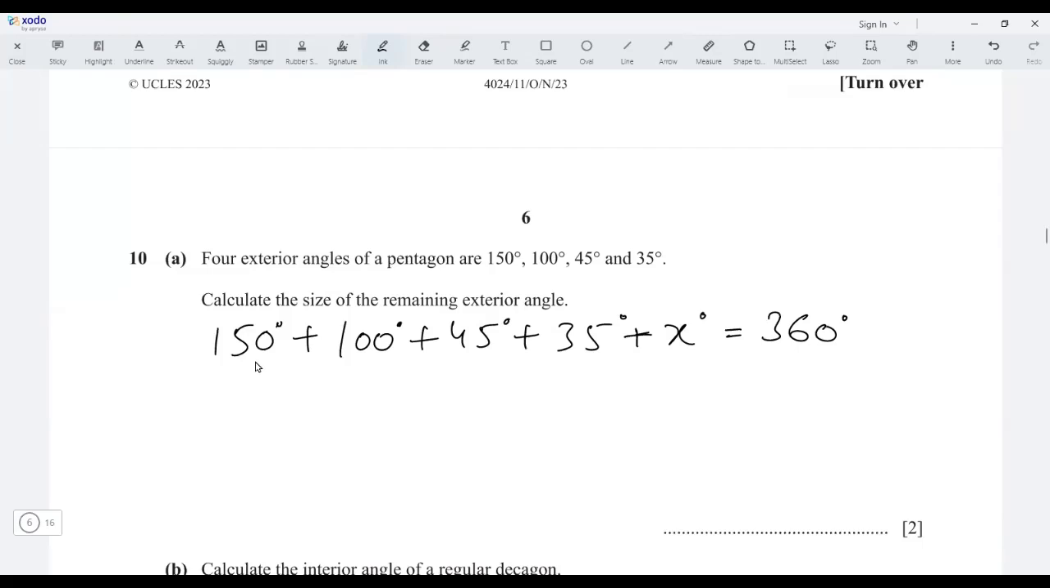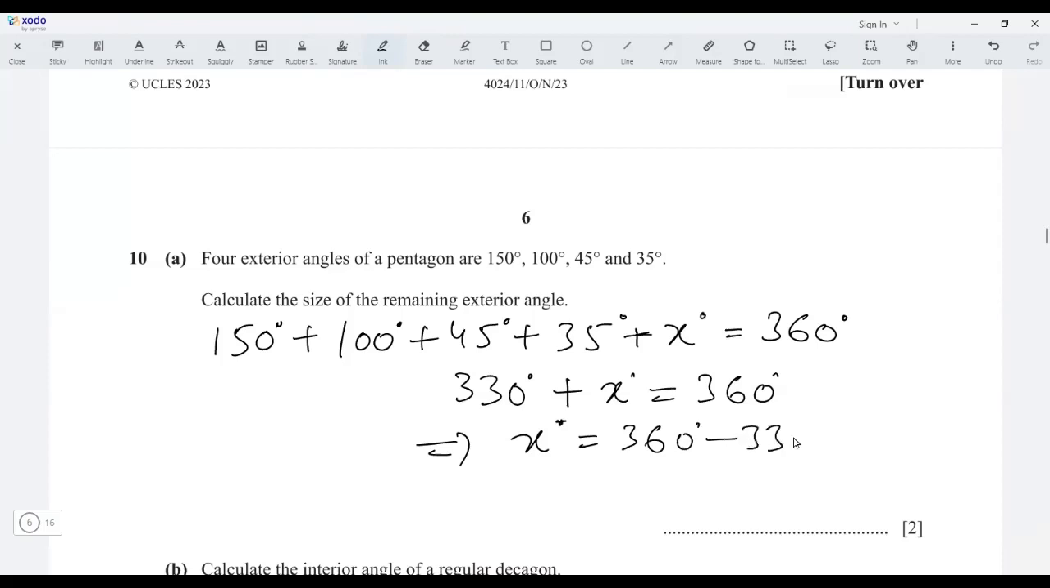Add them all up. It will be 150, 250 and 295, and it will be 330 we have, plus x equals 360. Now bring 330 onto the other side. It will be 360 minus 330 degrees, which gives us 30 degrees. That is the 5th exterior angle. So all of the exterior angles sum up to 360 degrees. Just remember this concept, and the rest will be done through a simple linear equation.